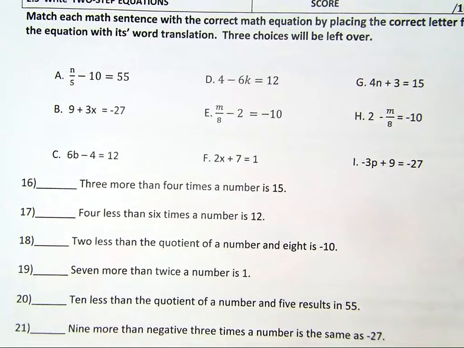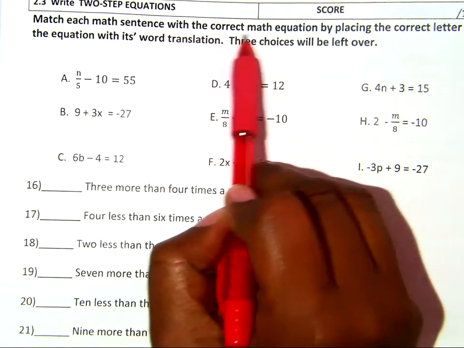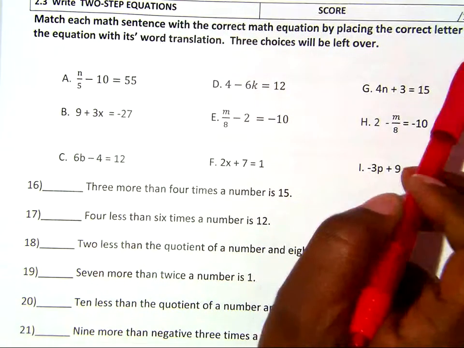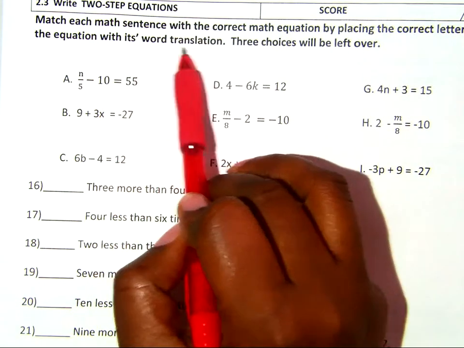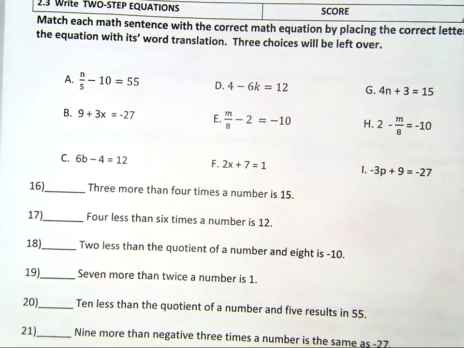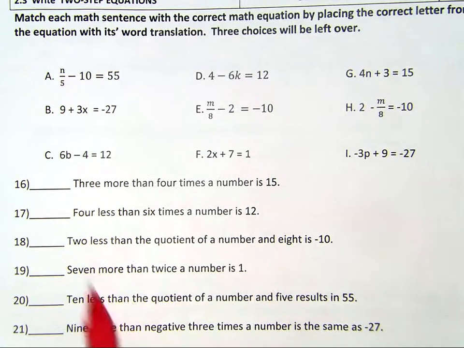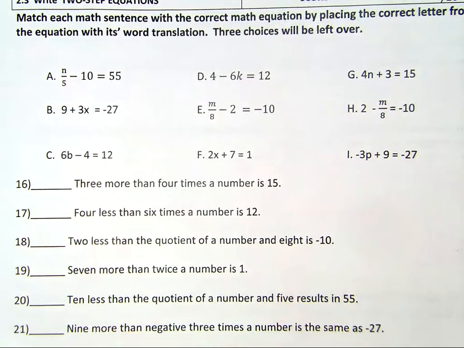All right. This one says, match each math sentence with the correct math equation by placing the correct letter from the equation with its word translation. Three choices are going to be left over. Okay? Three of them I'm not going to use. So I personally would start rewriting these before I start picking out these. All right? Let's do this.